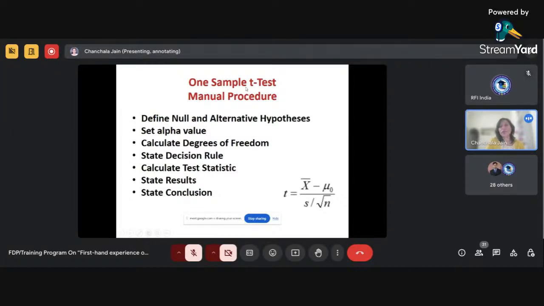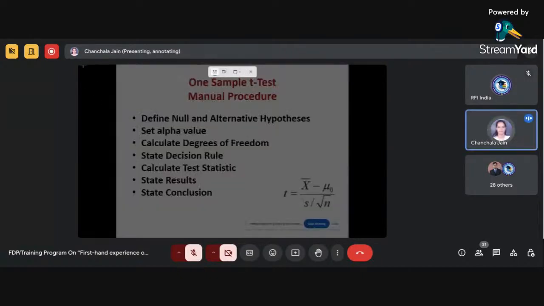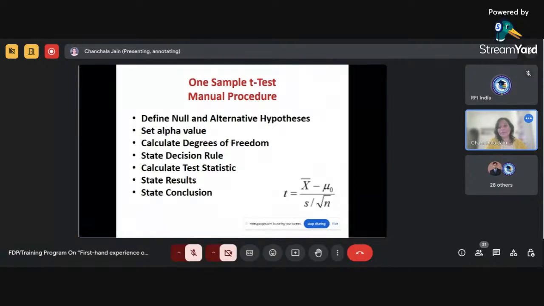Here we are talking about the t-test statistic. The formula is quite visible, I hope, to everyone. That is, t equals x bar minus mu 0, divided by s divided by root n, right? Till here, I think I'm clear to everyone. Yes, ma'am. Fine. So further, we will see the table.